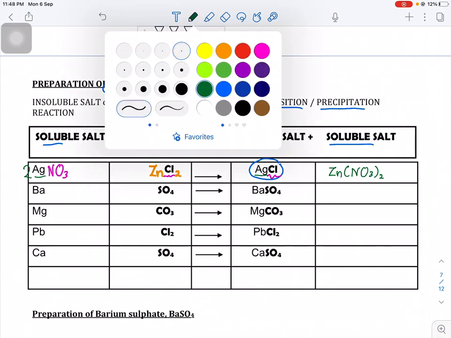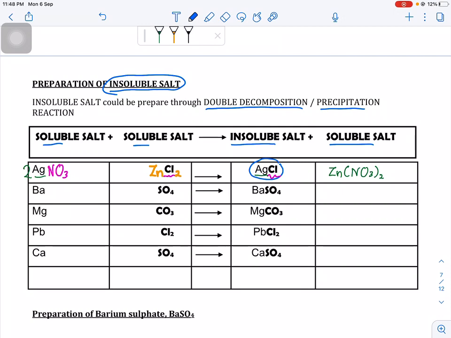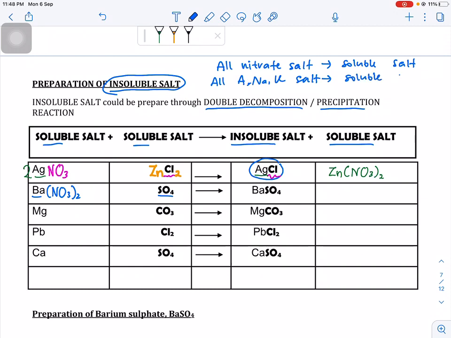Okay, moving on to the second example, I have barium sulfate as my insoluble salt. To prepare barium sulfate, I can add the barium ion and also the sulfate ion. So you need to suggest a soluble barium salt. If you want it easy, the salts that are all soluble are nitrate salts. So if you choose barium nitrate, it is confirmed to be correct, because all nitrate salts are soluble salts. So number one, all nitrate salts are soluble salts. Number two, all ammonium, sodium and potassium salts are soluble salts. This is the simplest, so you don't need to think long.